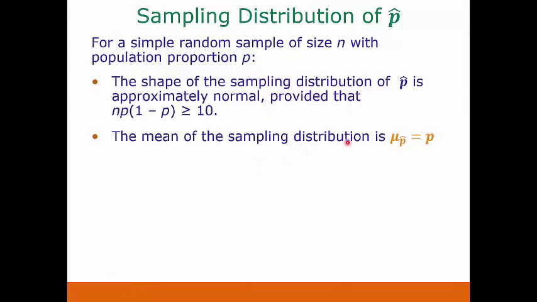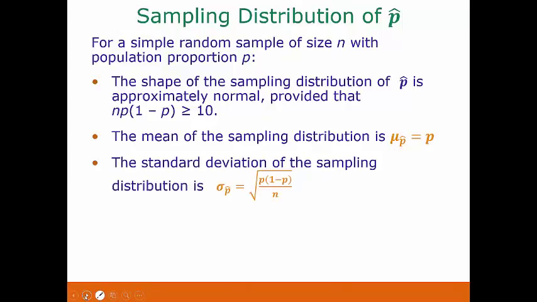The mean of our sampling distribution is p, which is our population proportion. And notice our notation for this. It's the mu, which stands for the mean, but it has a subscript of p hat so that we know we're talking about the mean of the sample proportions.